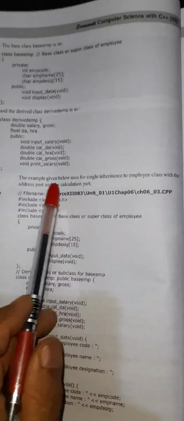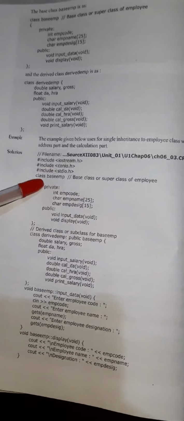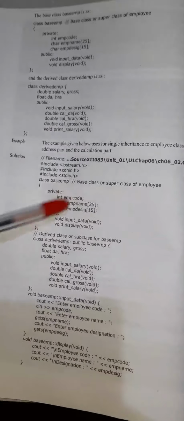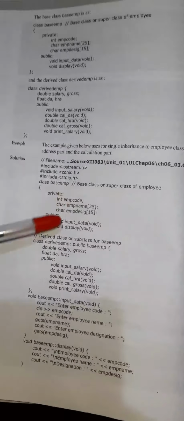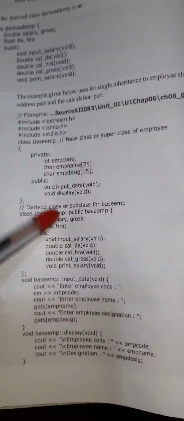So let's move on to an example. In this example given below, we use single inheritance for an employee class with the address part and calculation part. Here we have a class that is base emp, with the following members. These members, the member functions and the execution of the function body are quite similar to the programs that you have seen in classes and objects, constructors and destructors. So you won't face much problem understanding this program logic.